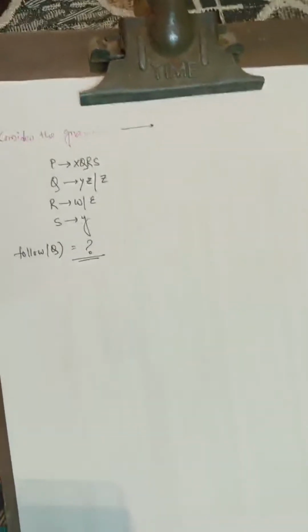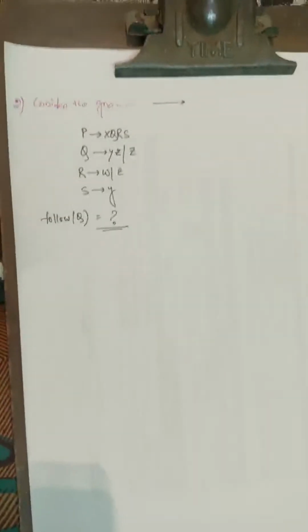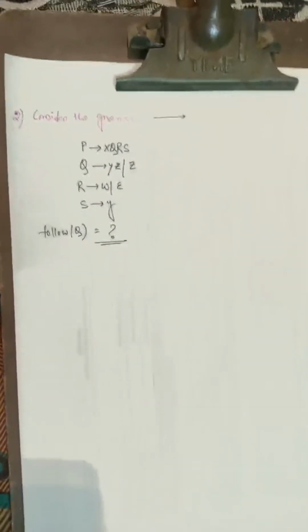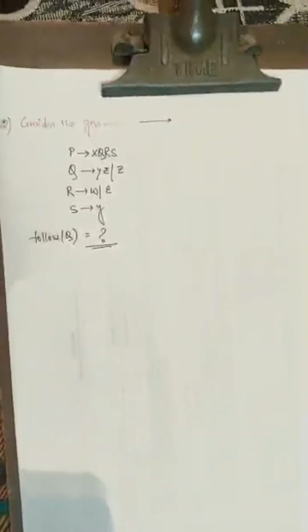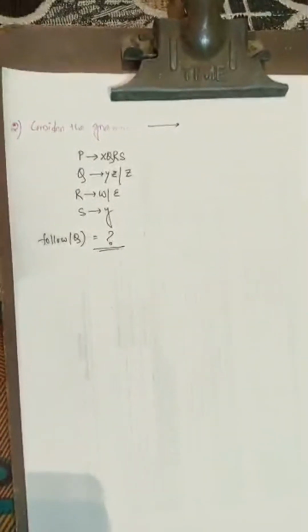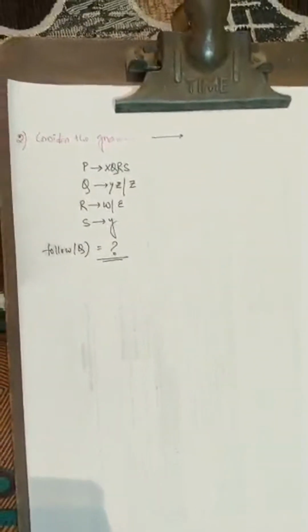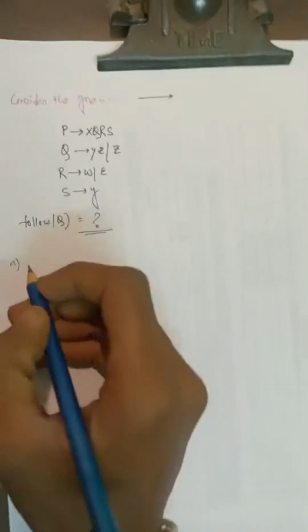We get 1 or 2 minutes to solve the question. This is also an important question, because automata is very important, and we can easily get 1 or 2 marks from it. No one should miss automata, because it is an easy scoring subject. For this grammar, we have to find the follow of Q.